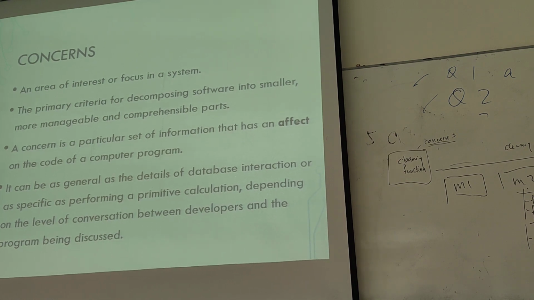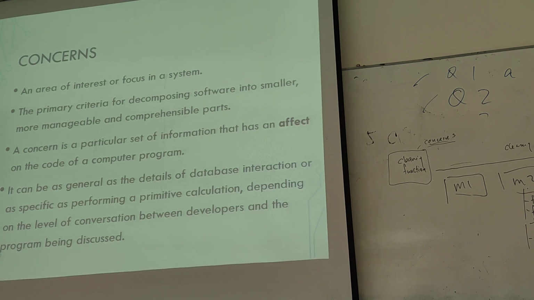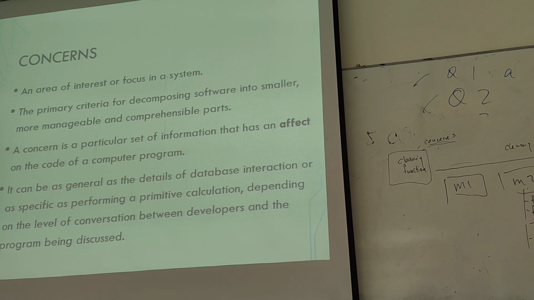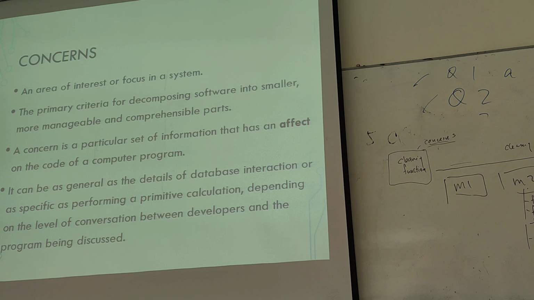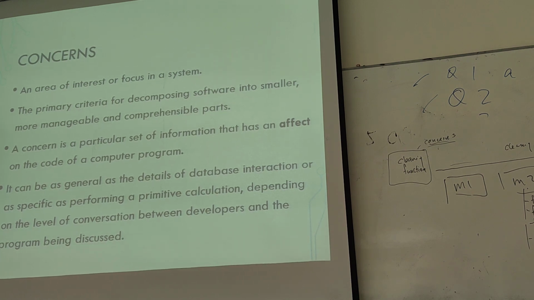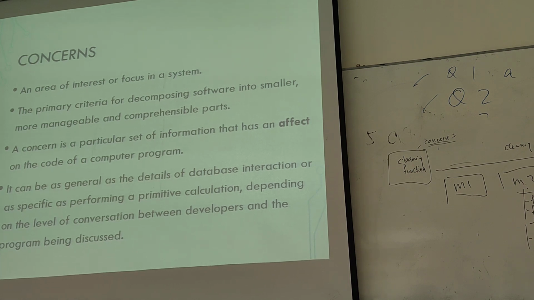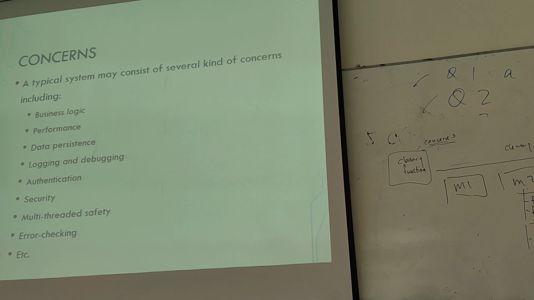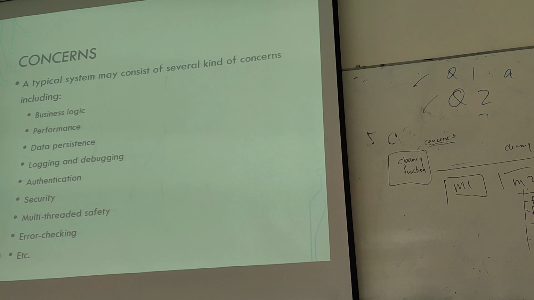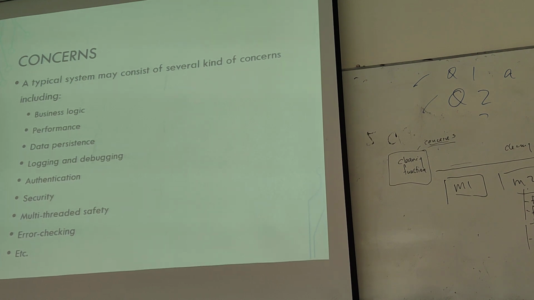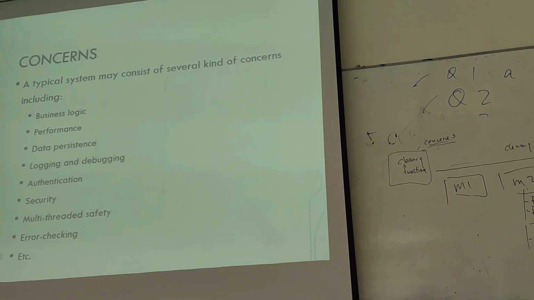What is a concern? An area of interest of the system, let's say security, backup, restore, or maintenance, any area of interest. A concern is a particular set of information that has an effect on the code of a computer program. Some examples of concerns are business logic, performance, data persistence, logging, authentication, security, and so on.